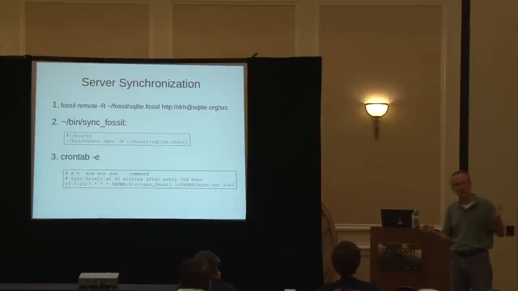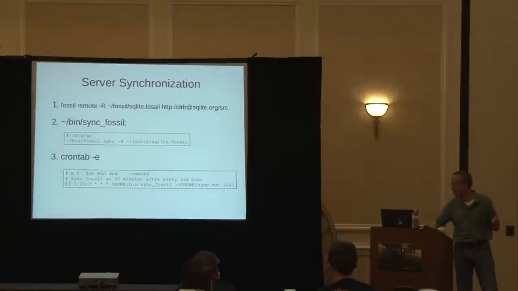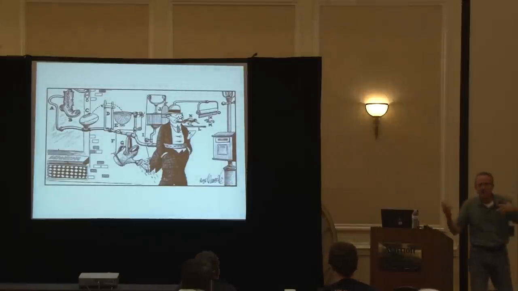Sure, you can do the same thing with Git or Mercurial. You can pull in all these extensions that they have, and they will let you do all of this stuff too. But you've got to have a bunch of Perl scripts and a bunch of Python and stuff to kind of glue it all together.